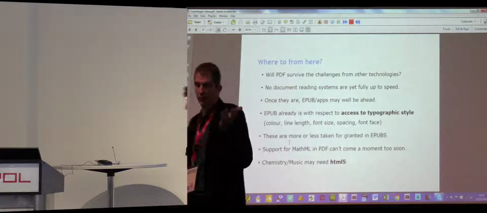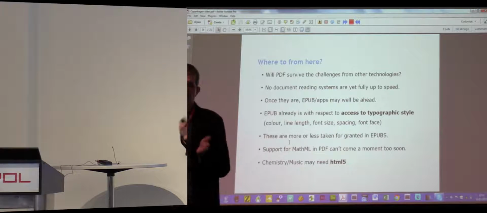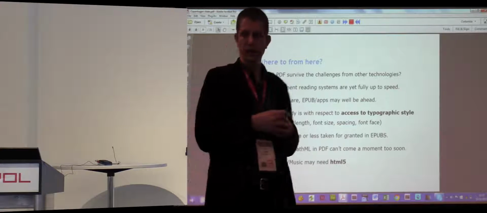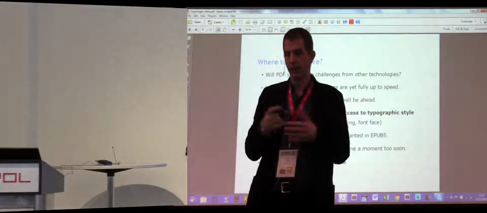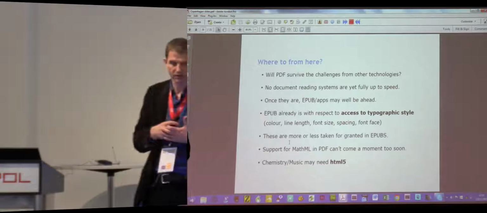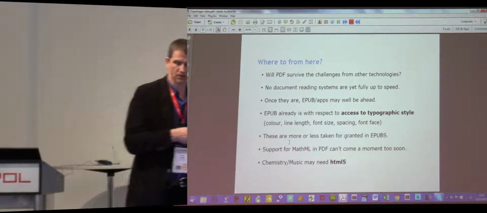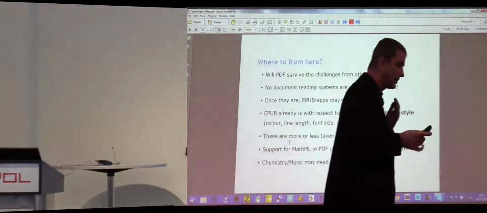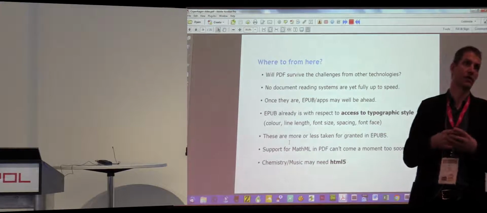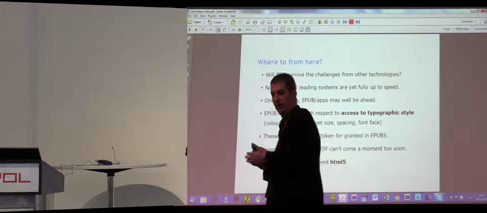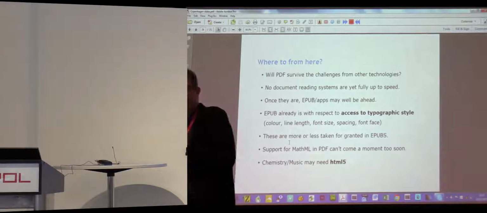Most of the time, it works except when you have transparent images on the page, where you still have problems. And the other things that would be great to have in terms of access to typographic style would be the ability to choose your own font and also line height. And I think that is possibly where the biggest challenge comes to PDF from other technologies.